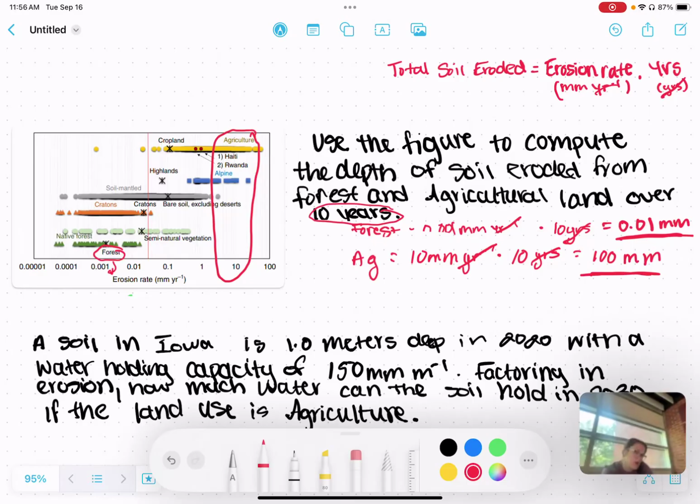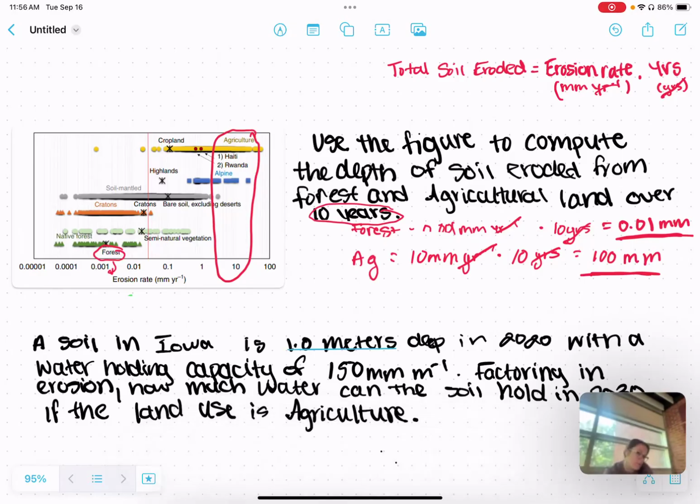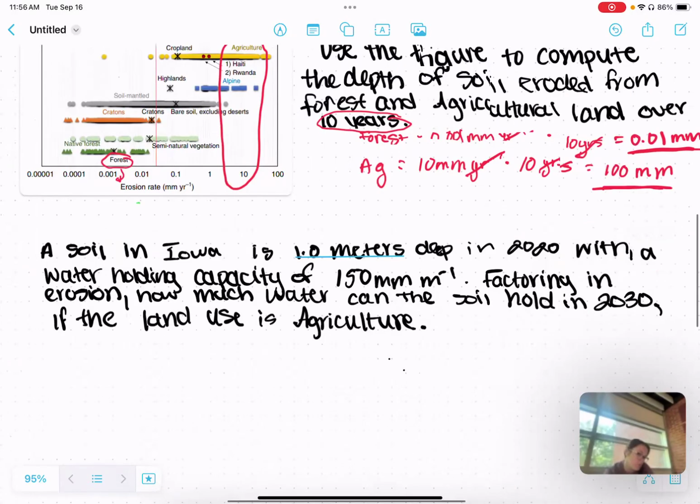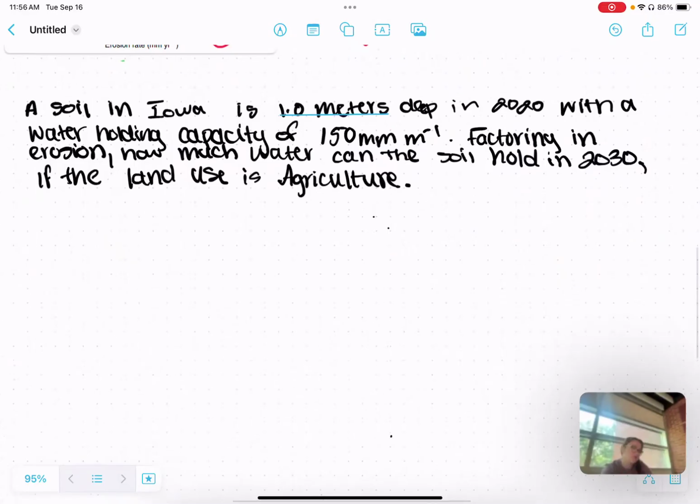So now what we're going to do is move on to question B or part B of the in-class assignment, which deals with a soil in Iowa being 1 meter deep in 2020 with a water holding capacity of 150 millimeters per meter. If we factor in erosion, how much water can the soil hold in 2030, so 10 years from the start of this problem, if the land use is agriculture?